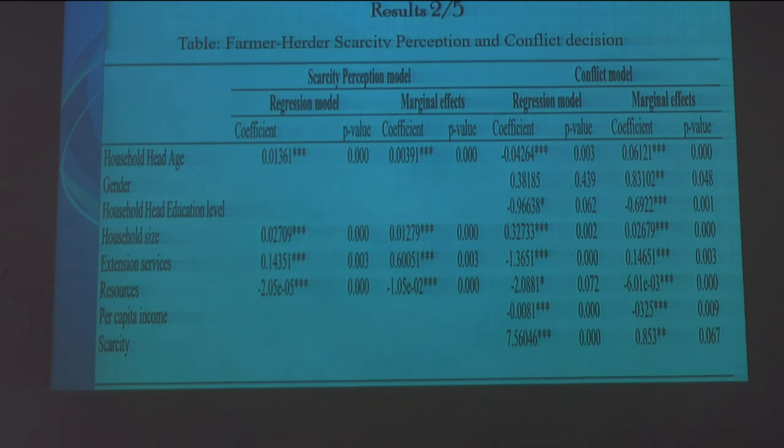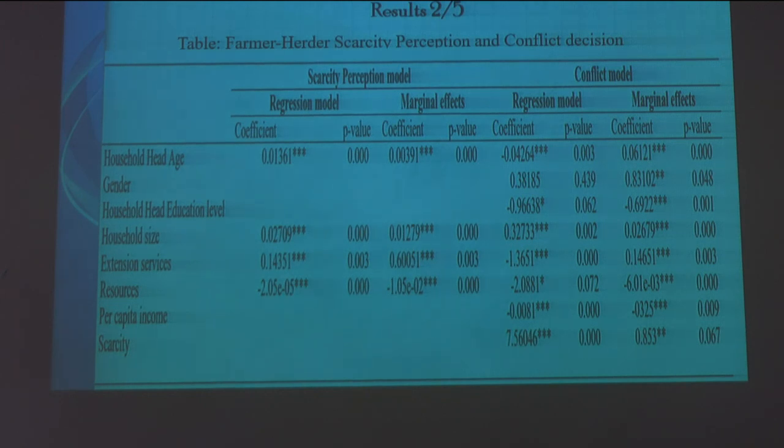And for the Heckman model we ran, we use variables, which we define in the paper. In the first stage model, we were able to capture that the parameters helping a farmer or a herder to perceive scarcity are household head age, household size, and extension. They all contribute positively to the probability of a farmer or herder perceiving scarcity.